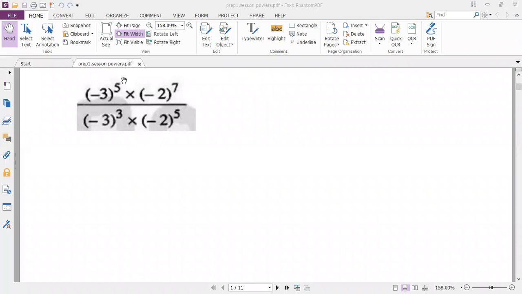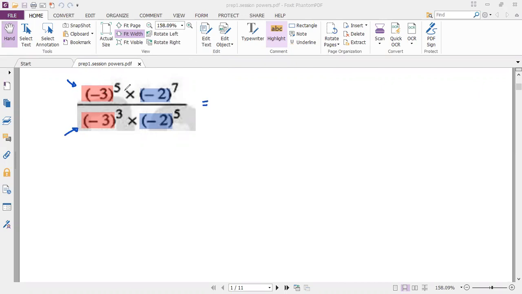Here in this example, I have different bases. We have -3 and we have -2, and at the bottom we have -3 and -2. So we have -3 at the top and -2 at the top, and -3 and -2 at the bottom. This is the base at the top, and this is the base at the bottom. They are the same, -3 and -3.